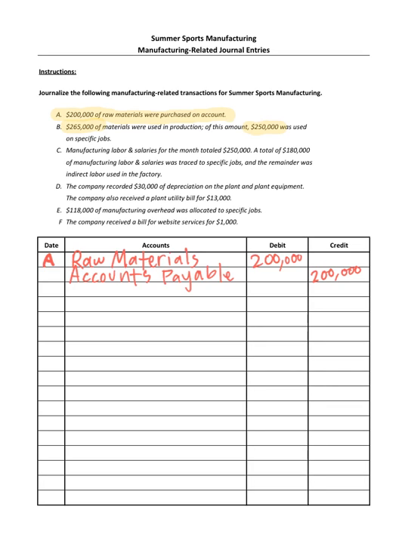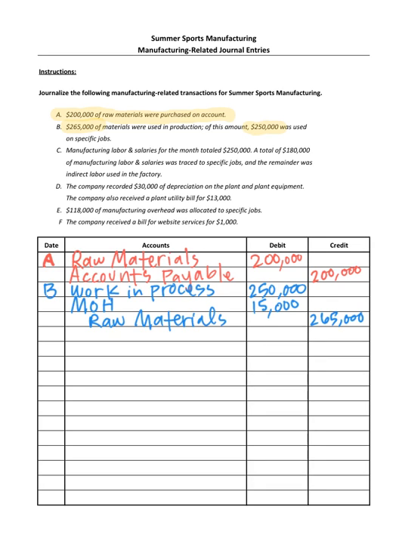So we will record the direct materials used with a debit to work in process. We will record the indirect materials used with a debit to manufacturing overhead, and we will credit raw materials for the entire amount used, which is $265,000.